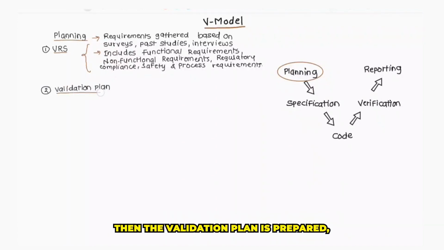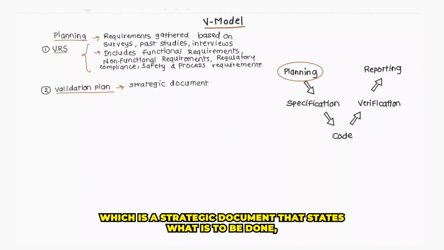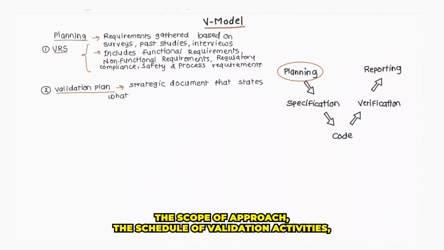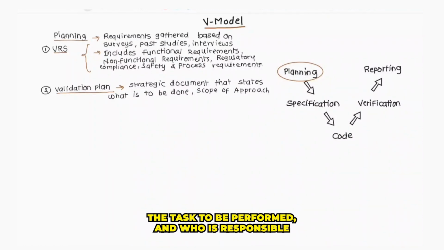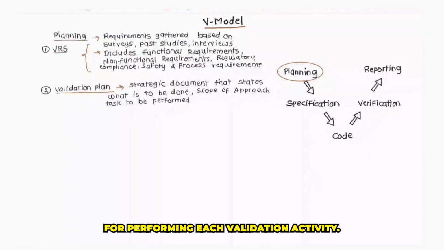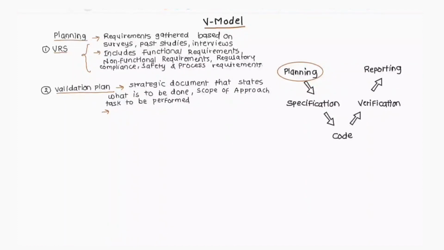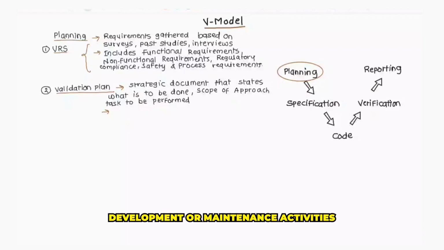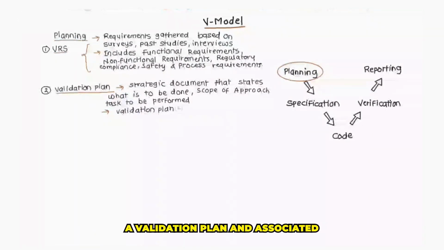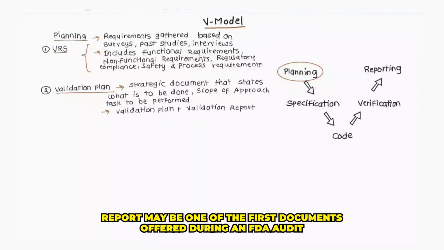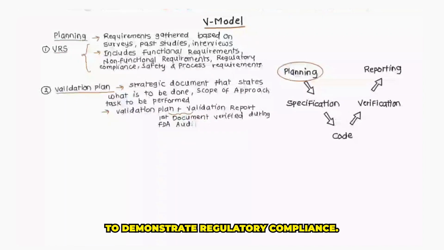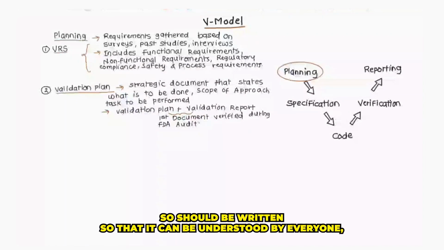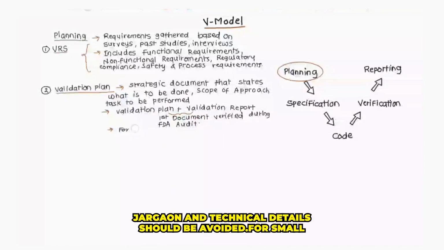Then the validation plan is prepared, which is a strategic document that states what is to be done, the scope of approach, the schedule of validation activities, the tasks to be performed, and who is responsible for performing each validation activity. This ensures that mechanisms are in place to guide and control multiple development and maintenance activities. The validation plan and associated report may be one of the first documents offered during an FDA audit to demonstrate regulatory compliance, so it should be written so that it can be understood by everyone. Jargon and technical details should be avoided.